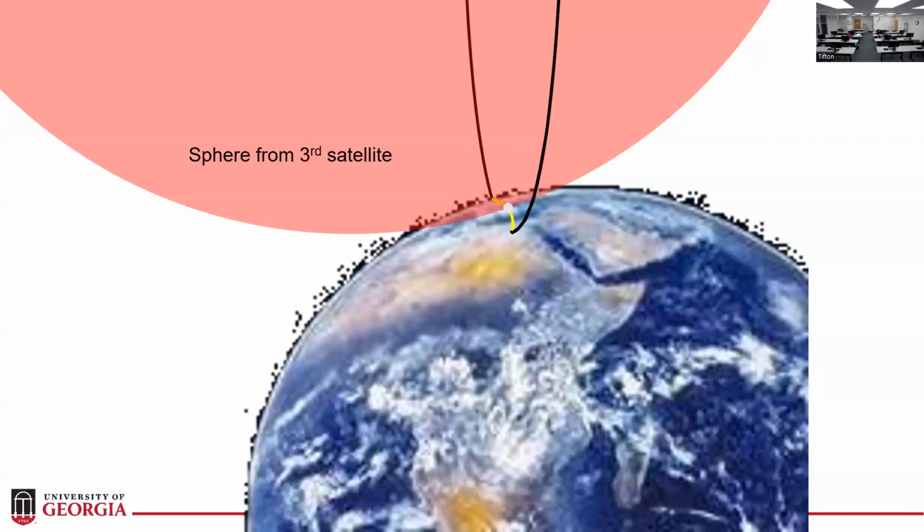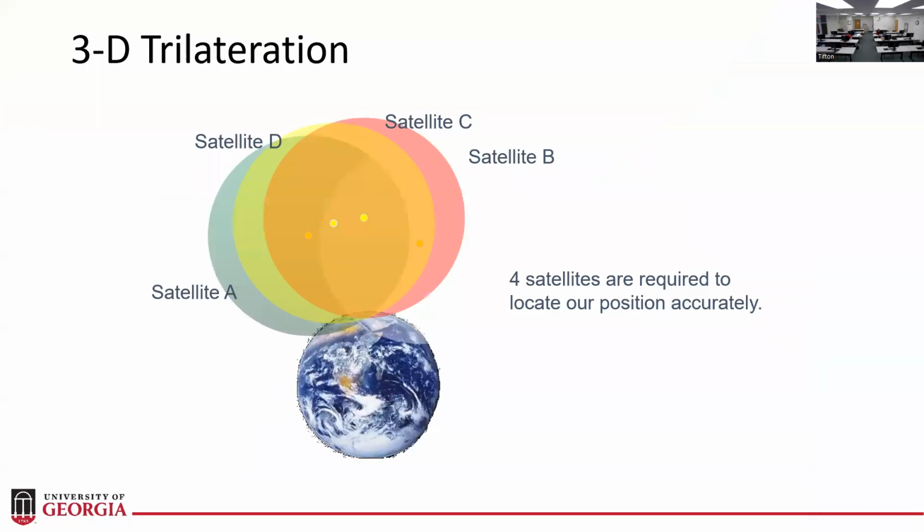So the fourth satellite is going to add the information of where you are vertically, like in the Z plane. So it's going to be like your 3 dimensions. Does that make sense? Yes, thank you.